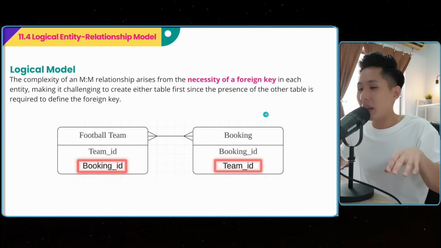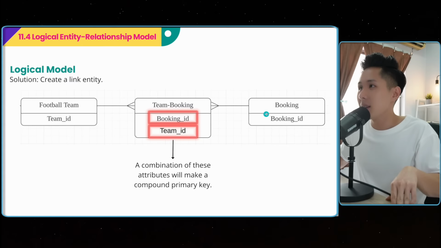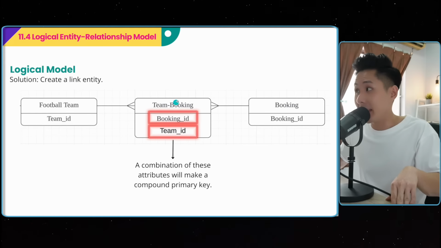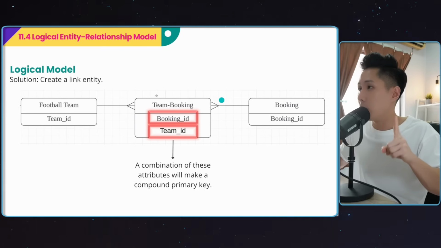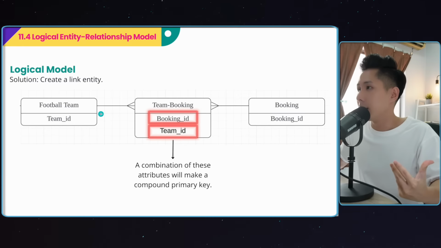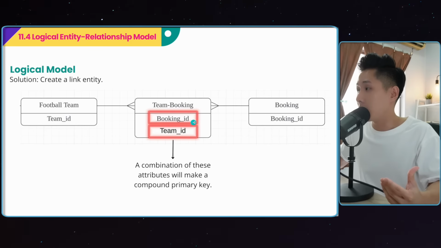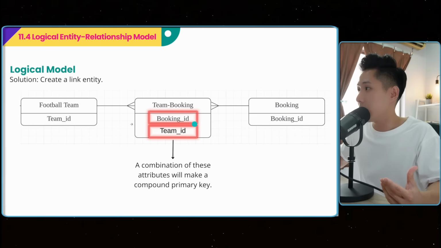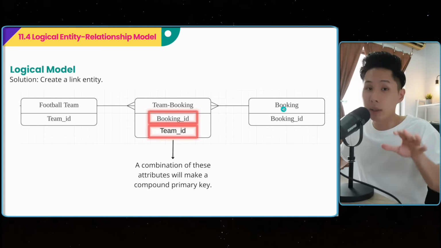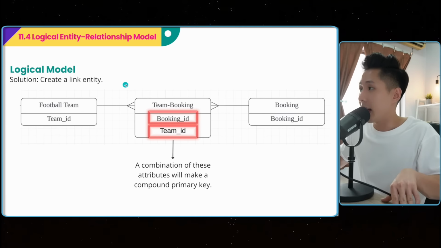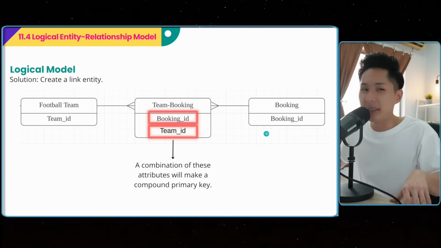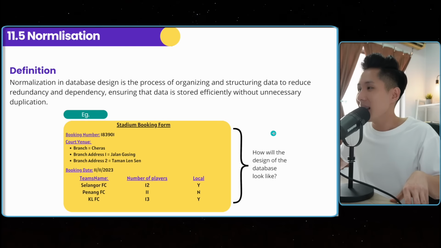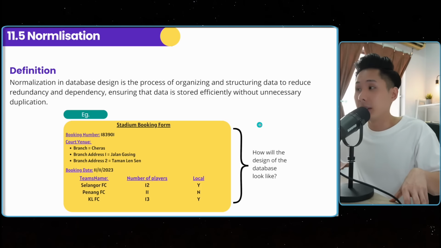So this is the way we solve this problem: we create what we call a link entity, another table just to store the foreign keys for both tables that we want to connect. So in this case, instead of storing the foreign key in each of the tables, I create the football team and booking tables respectively first, and then I create a link entity to store the foreign keys that these two tables are referring to. So hopefully this is not so complicated. Now, let's try to do some real stuff.